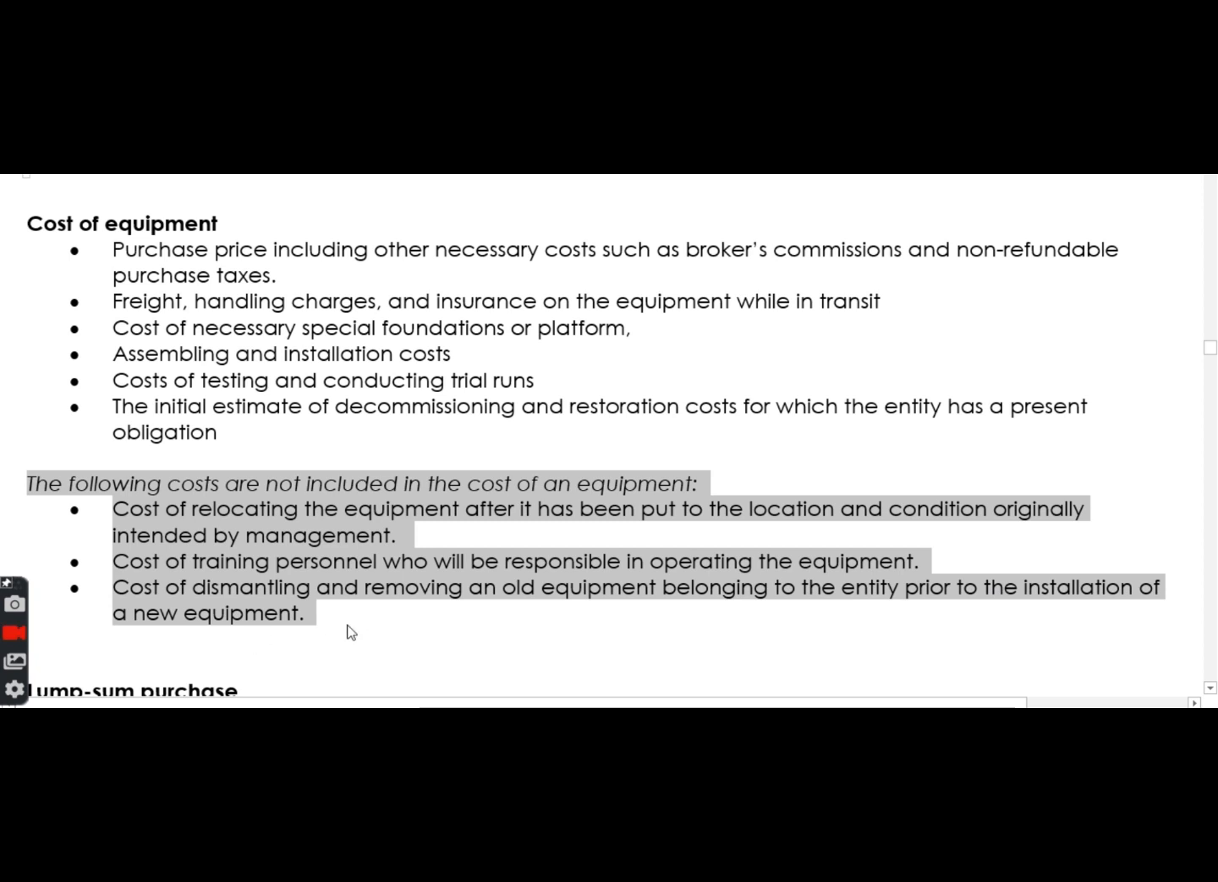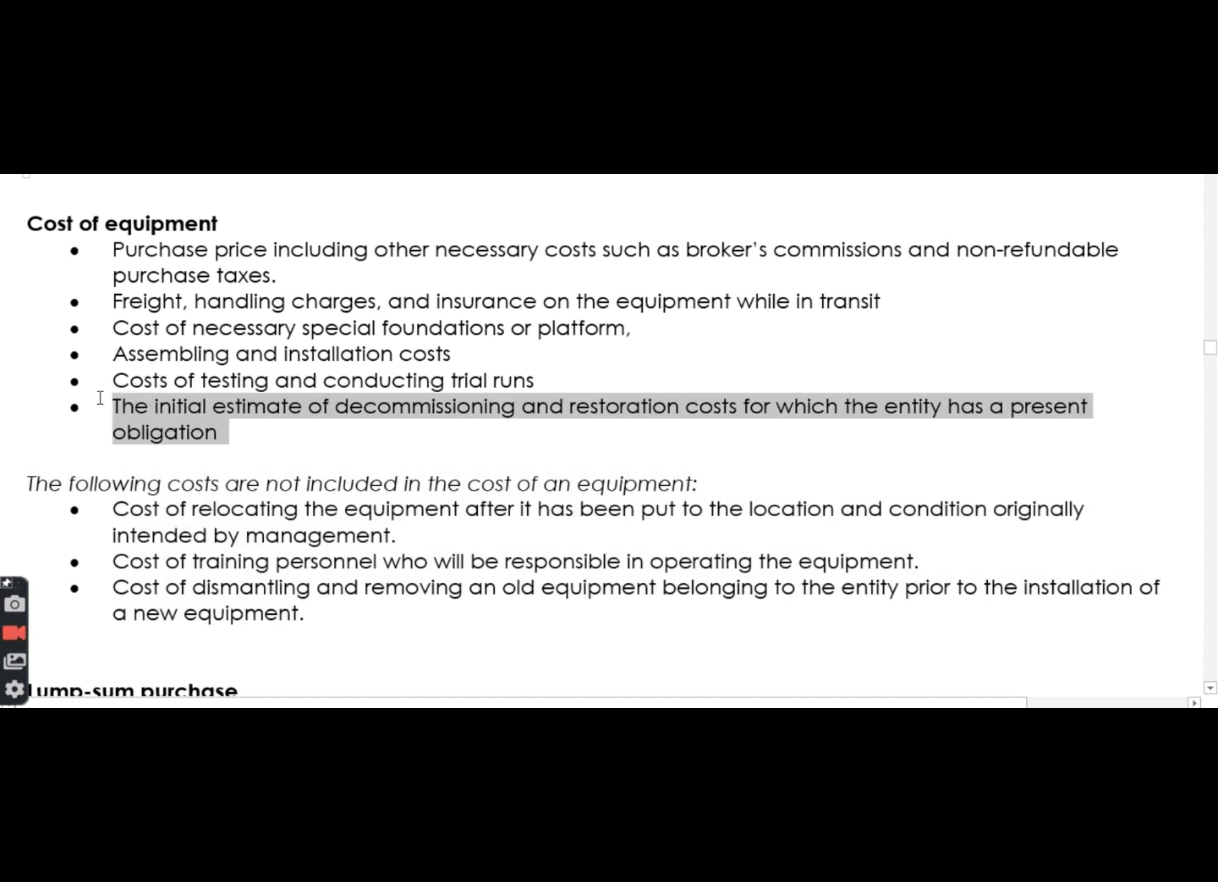Kasi, kunyari, may old equipment, tapos magkakabit ka ng bagong equipment, hindi mo pwedeng i-capitalize yung demolition or yung dismantling nung luma. Kasi yung luma, dapat kinapitalize mo noong kaka-install mo nung luma. Diba? Kaya nga meron ka dapat in-estimate na decommissioning dito. So, kung ngayon mo lang ginastos para maka-create ka ng bagong asset or para ma-install mo yung bagong asset, kasalanan mo na yun. So, expense mo yun outright. Okay? So, yun yung mga item natin dyan.